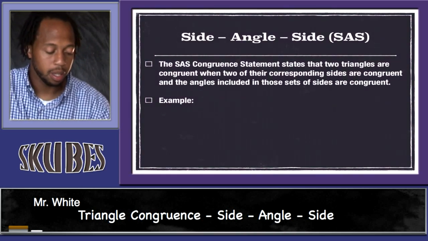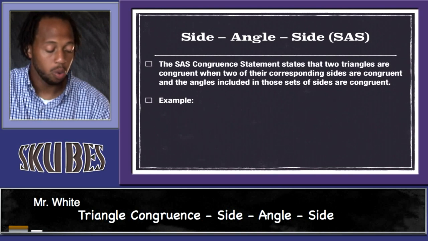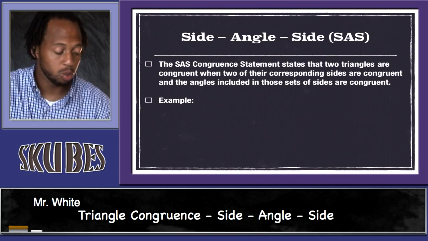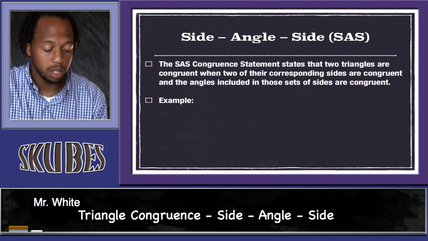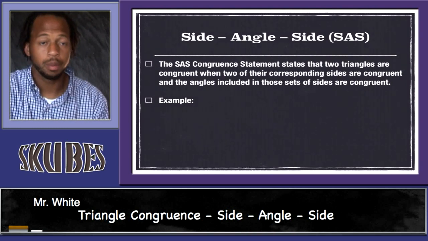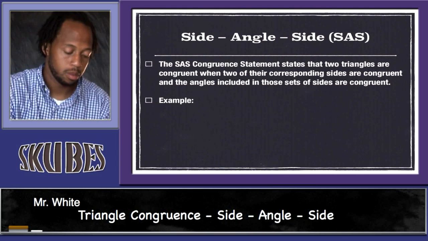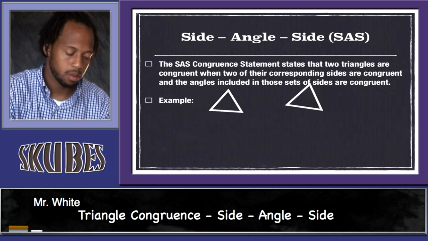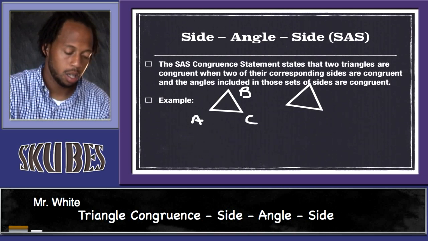The SAS congruent statement states that 2 triangles are congruent when 2 of their corresponding sides are congruent and the angles included in those sets of sides are congruent. For example, we have triangle ABC and triangle DEF.